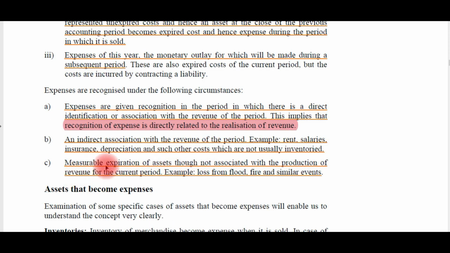Next, measurable expiration of assets, though not associated with the production of revenue for the current period. For example, there are other expenses which are not at all related to the generation of revenue. Suppose there is a flood, an earthquake, or a fire, then some assets will be gone. That is to be treated as a loss. This is also to be treated as an expense in that period.